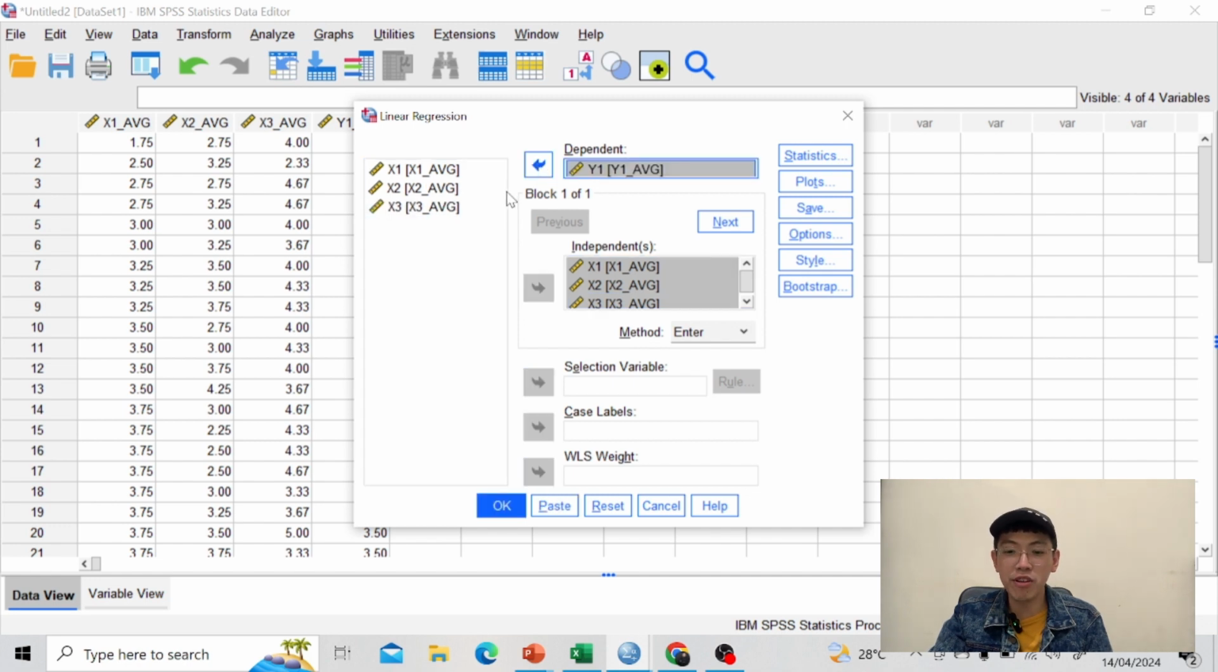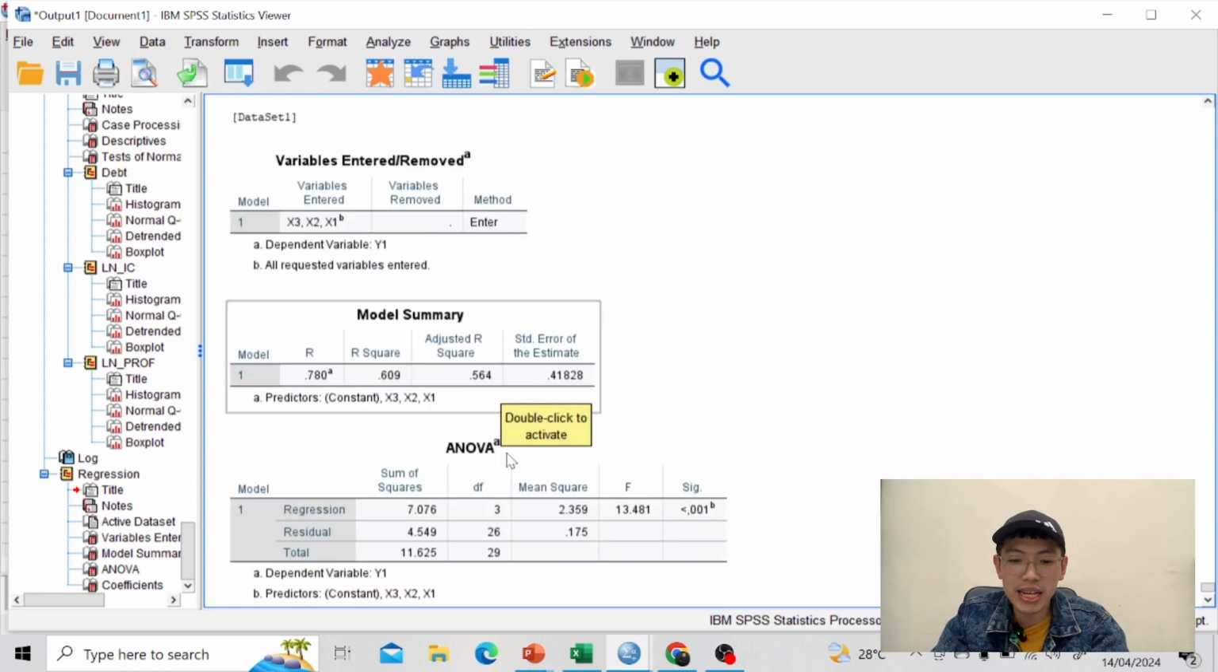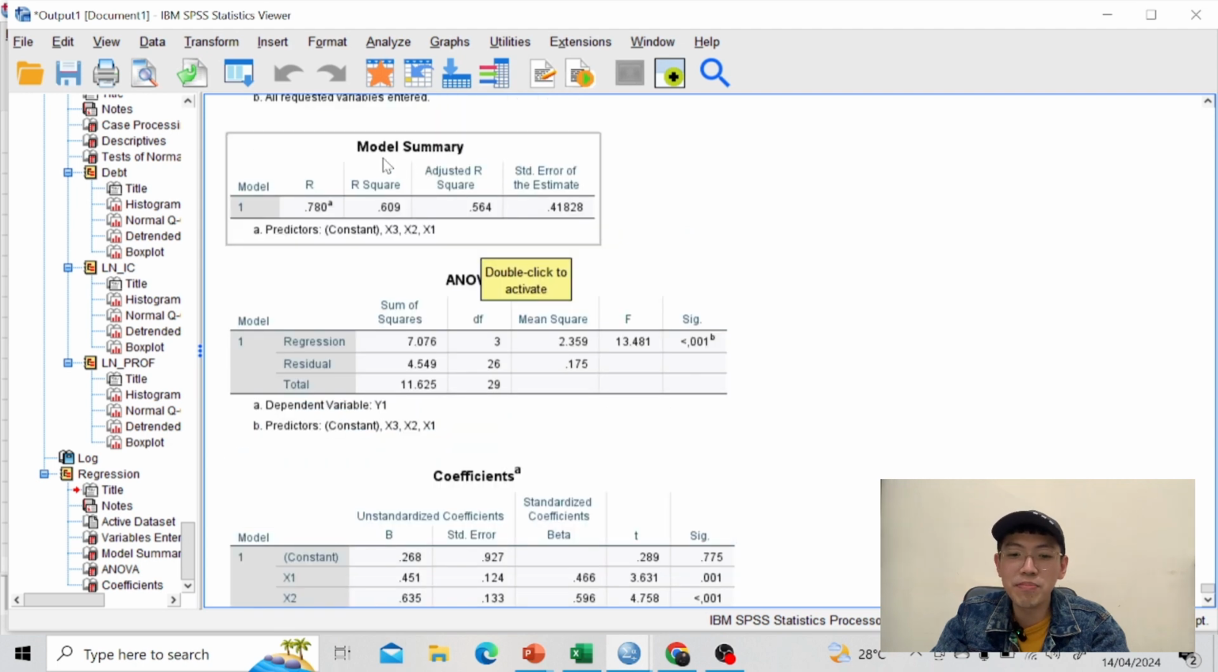If you know the name of the variable, you can put in the label as well. For example, the x1 is brand satisfaction, the x2 is brand trust, while y1 is brand loyalty. You can put it as well if you know the name of the variable. And then OK. Alright, there will be 4 tables here: variables entered or removed, model summary, ANOVA, and also coefficients. Let's see first the model summary.